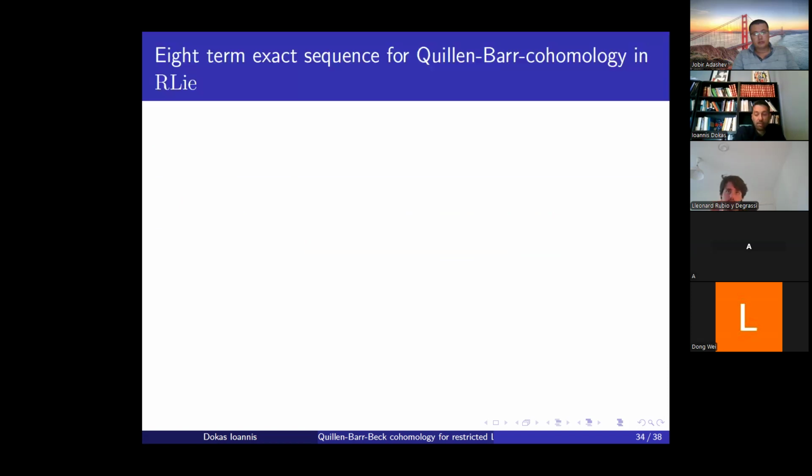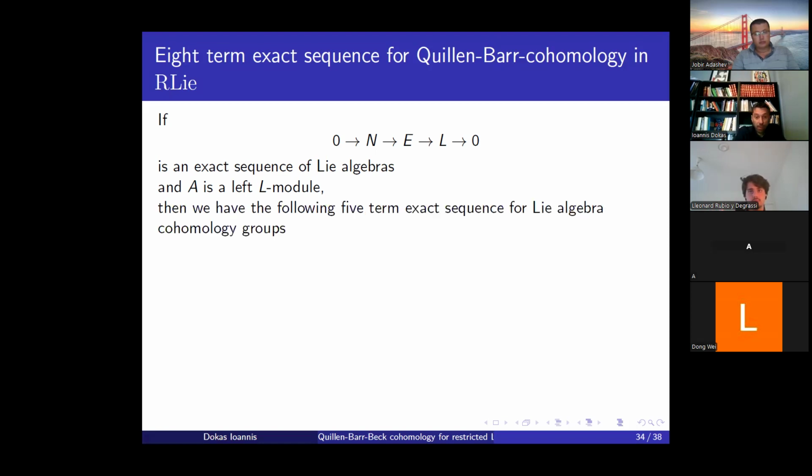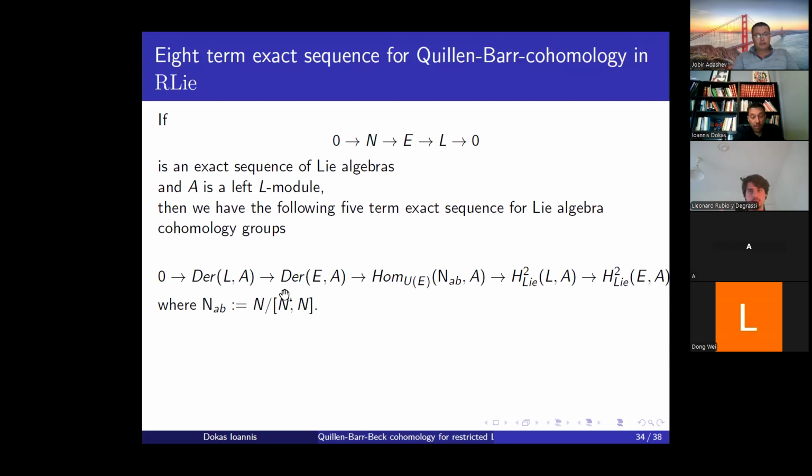So it is known that if you start with an exact sequence like this in the category of Lie algebras, and you take A to be a left L module, then it is known that there is a 5-term exact sequence for Lie algebra cohomology groups, and this is the 5-term exact sequence. Here, you notice you have derivations, then there is this term here, and then we have the second cohomology groups.